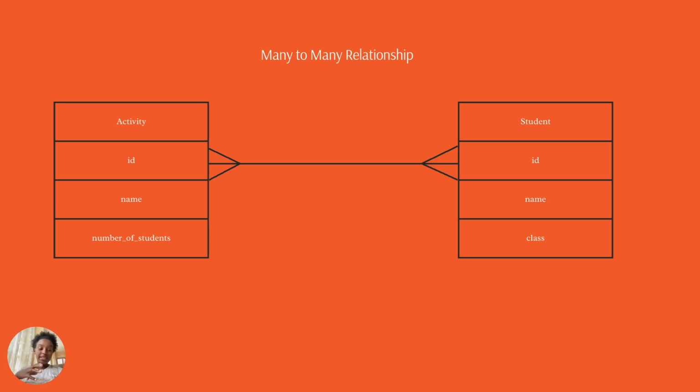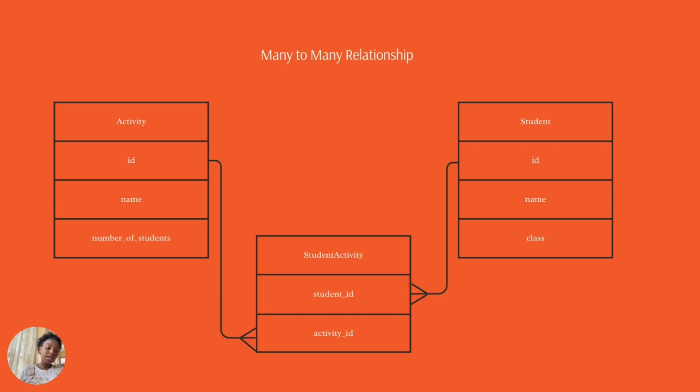Ideally, without the link table, this is what our entity relationship diagram would look like. We will have the activity with the ID, name, and number of students, and we have the student with ID, name, and class, with prongs facing both of them to signify many to many relationships. But this would make querying really difficult. That's where we have a link table.